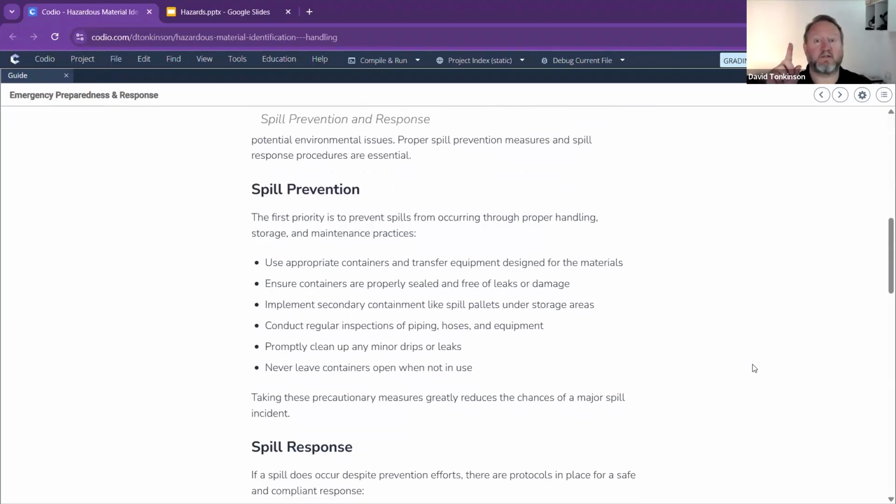So spill prevention is first. Prevent it, prevent it, prevent it. The first priority is to prevent spills. We can use appropriate containers. Keep the lid on when we're transporting things. Simple things like that. For transferring, use equipment designed for those particular materials. Only put it in the relevant container that it's supposed to go in and make sure that container is labeled. They should be sealed and free of leaks.